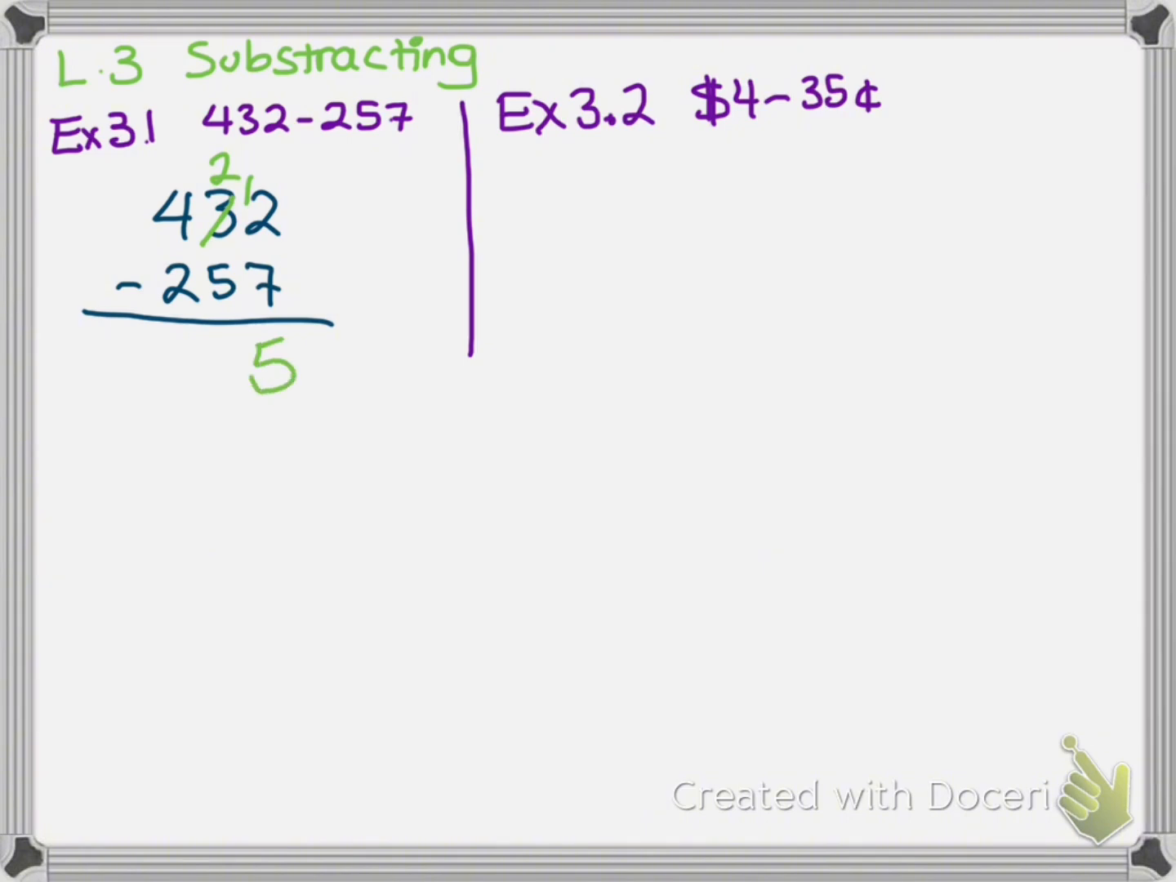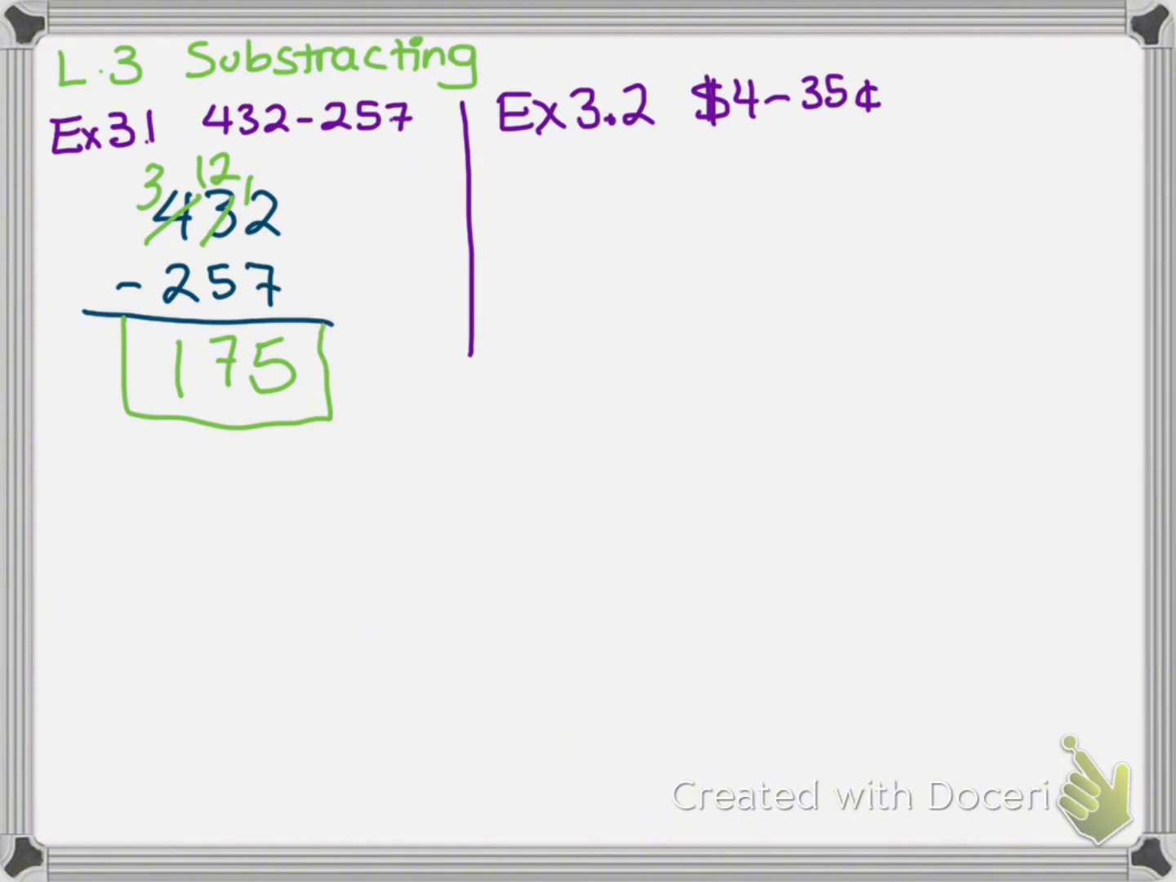And then we have the same problem. 2 minus 5, we don't have enough to take from. So we borrow from the 4, and now that becomes a 12, which 12 minus 5 is 7. And then 3 minus 2, which is 1. And that would be the final answer.